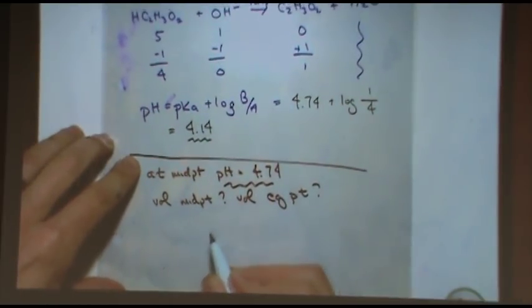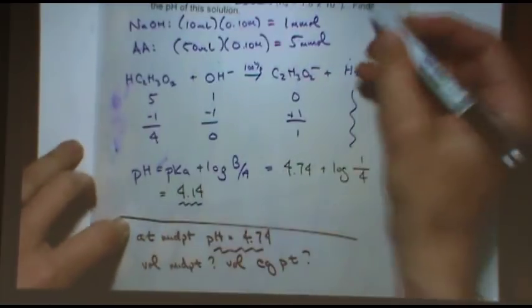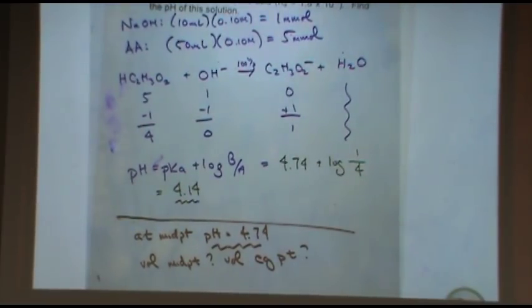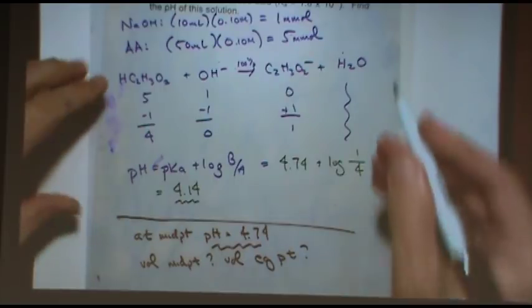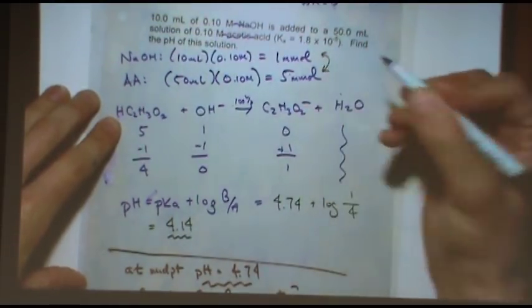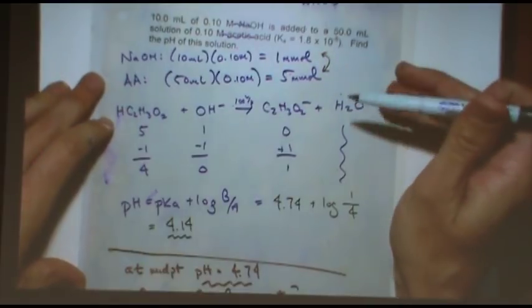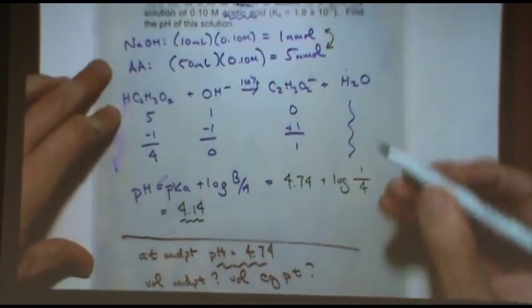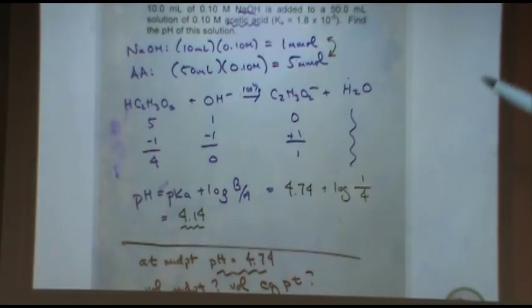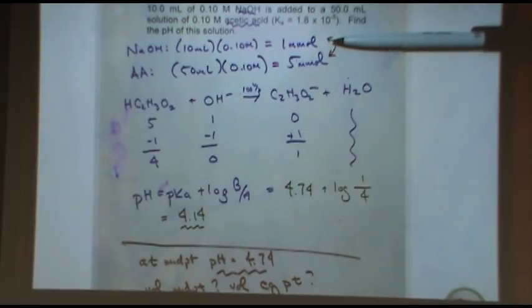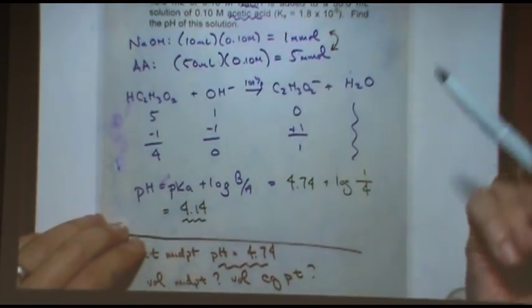At the equivalence point, what two things are equal? Yeah, the amount of weak acid is equal to the amount of base that you've just added. So these two numbers would have to be equal at the equivalence point, or the amount of base would be 5 millimoles. So if the amount of base was 5 millimoles, so these two would be equal, how many milliliters of base would I have added? 50. The same as the acid in this case.